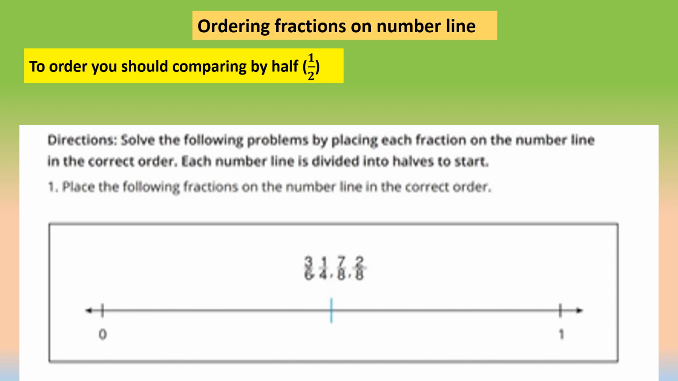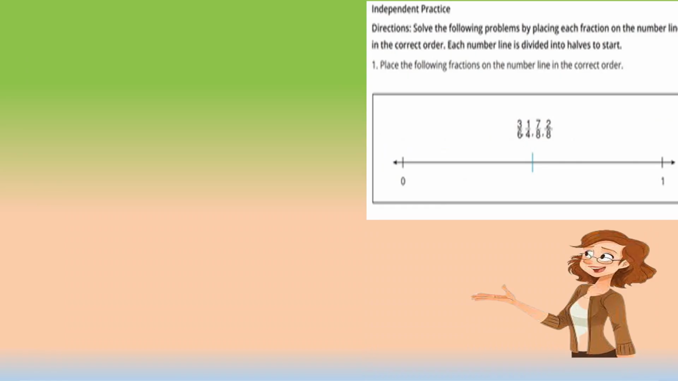I will draw each number line for each fraction. Let's see. Directions: solve the following problem by placing each fraction on the number line in the correct order. Each number line is divided into halves. So to start, number 1, place the following fractions on the number line in the correct order. My fractions are 3 over 6, 1 over 4, 7 over 8, and 2 over 8. I want to order or arrange them on the number line. I will draw each number line for each fraction.